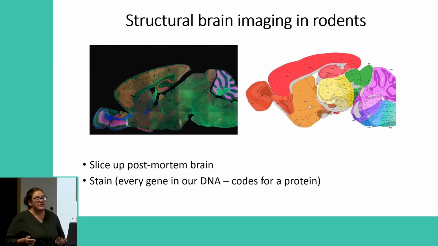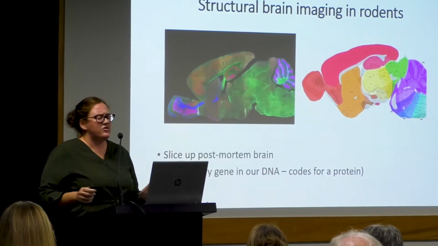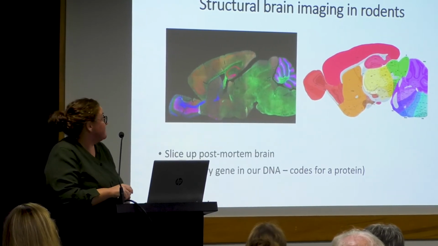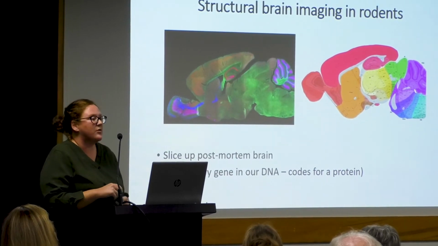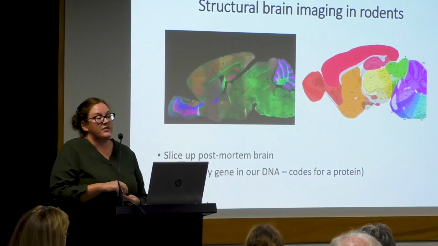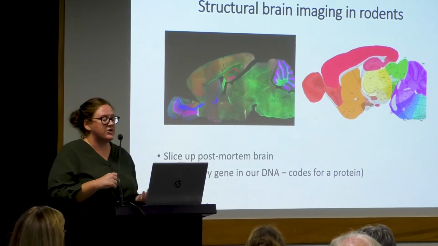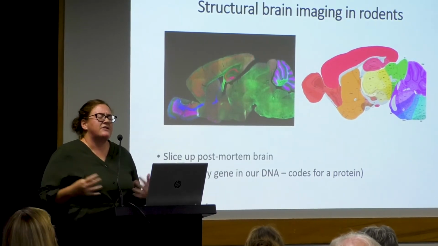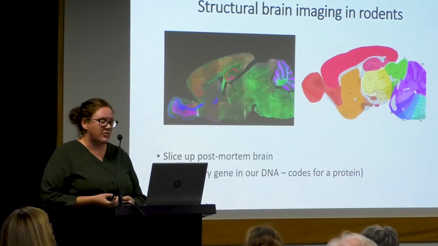So what are the kinds of experiments that we can do with rodents? One of the things that is done quite a lot is to dissect out the brain and then slice it up and then stain for different things. When I talk about staining, every gene in our DNA actually codes for a protein, and we know the localization of hundreds, thousands of different proteins in the rat brain or the mouse brain, which this is just an example that you can see here. And we know a lot about what all the different regions in the rodent brain are doing and what type of proteins they express, what the functions are. And yeah, it's a really high level of structural detail that we have about the rodent brain.